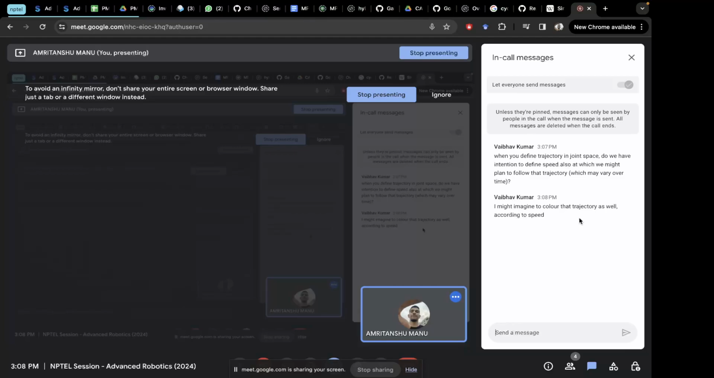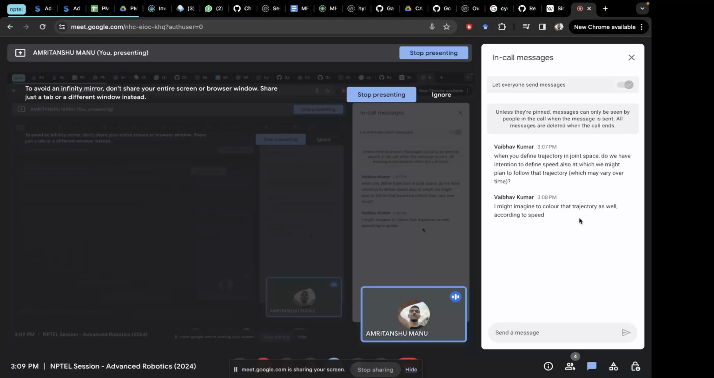So in practical applications, I have the intention to specify the velocity also, because I am concerned with how fast I move from point A to point B, because I should move only as fast as my actual motors allow, right? In some sense, I cannot move arbitrarily fast between point A and point B.